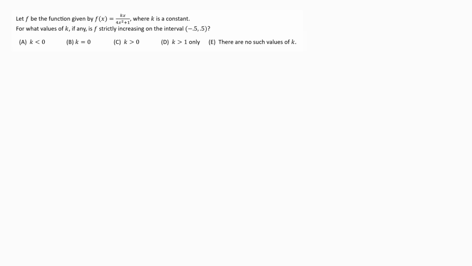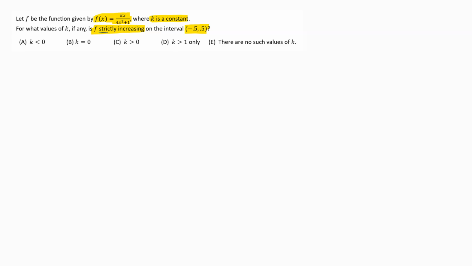In this AP Calculus example, we're being given a function. f of x is equal to kx over 4x squared plus 1. And they're telling us that k is some constant, some number that doesn't change. And they want to know for what values of k would make f strictly increasing on this given interval right here. So not over the entire function, but just over that one interval.